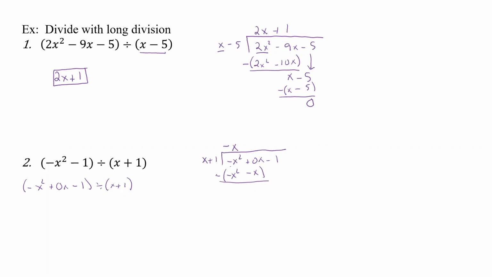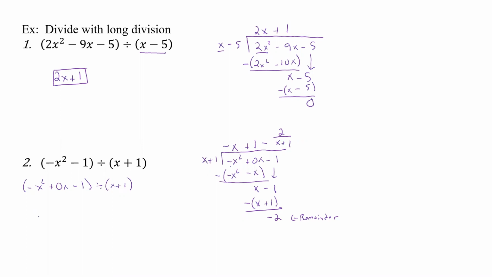So negative x squared plus x squared is 0. 0 plus x is x. Bring down our minus 1. Well, that goes in there one time, and we get x plus 1. Again, we're going to subtract that off. So x minus x is 0. A minus 1 is a minus 2. And so this time we have a remainder. And so we're going to put it up here and say it's going to be minus 2 over our divisor, which was x plus 1.